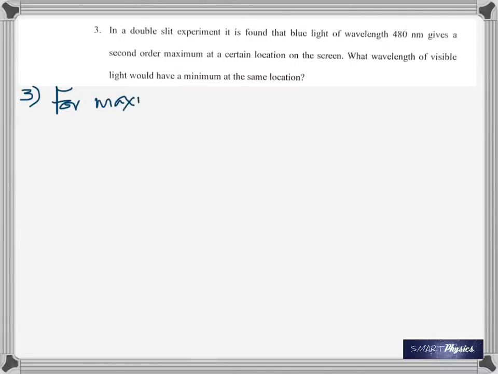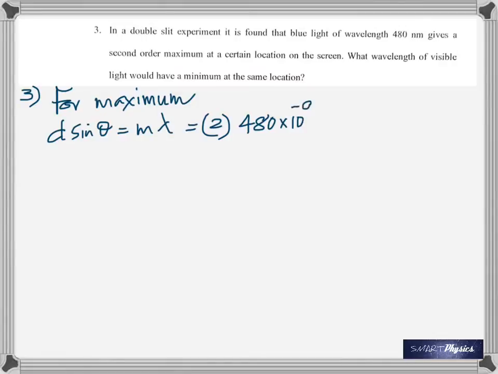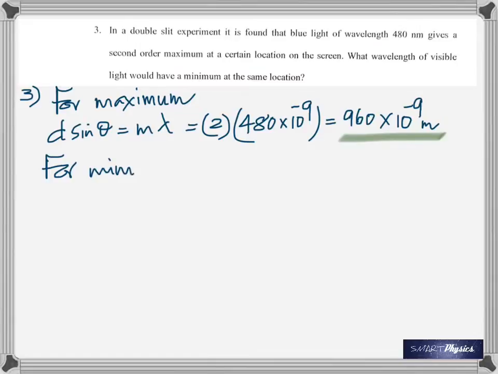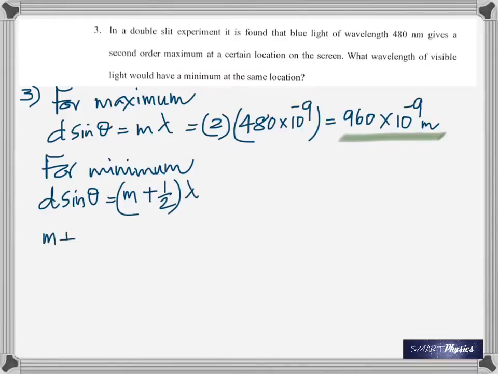So for maximum, the condition is path difference d sine theta equal to m lambda. It says the second order and wavelength is 480 times 10 to the negative 9, so that gives so many meters. And for minimum, the condition is d sine theta should be equal to (m plus half) lambda.